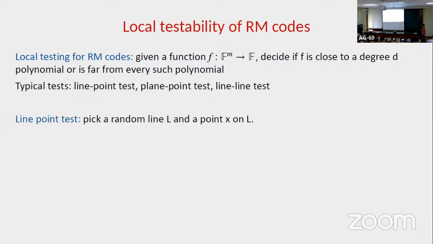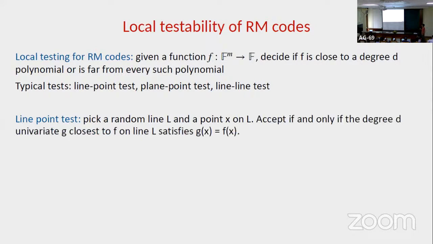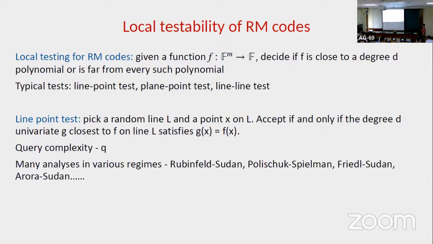Okay, so for instance, the line point test will pick a random line and a point x on the line L, and then check something very simple: it will accept if the degree d univariate polynomial closest to f on the line agrees with f at the point x. The kind of thing we care about here is the query complexity. So how many points are we going to query? How many inputs are we going to read of the function f?